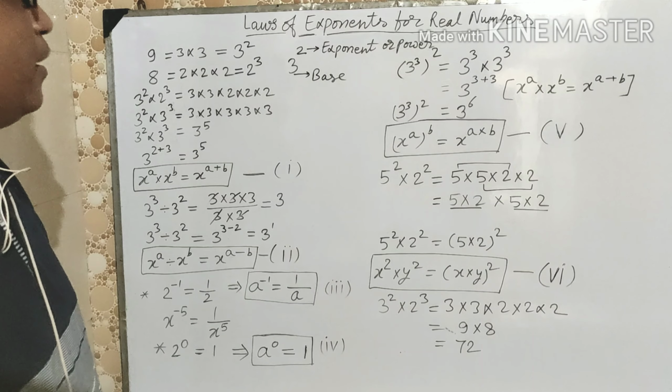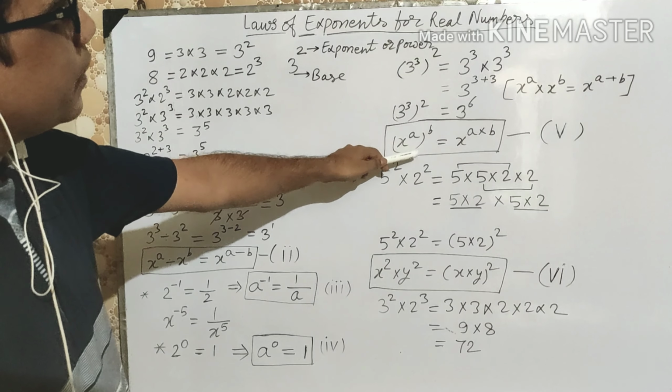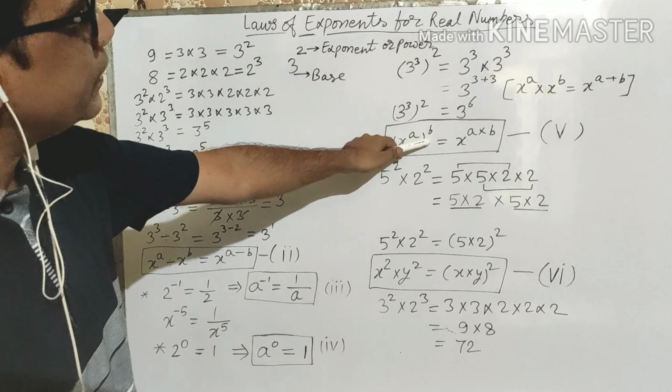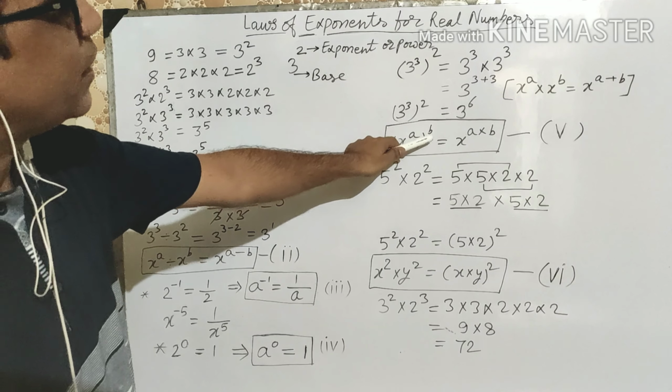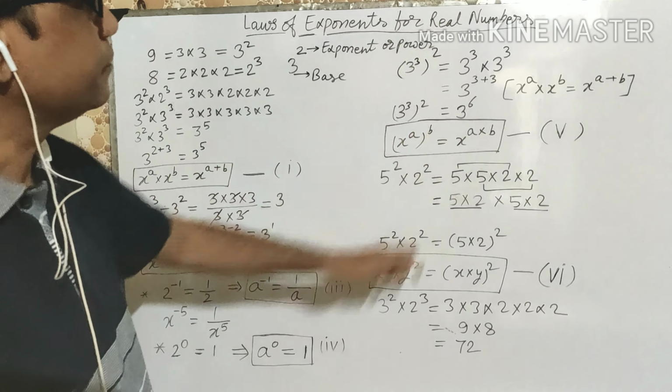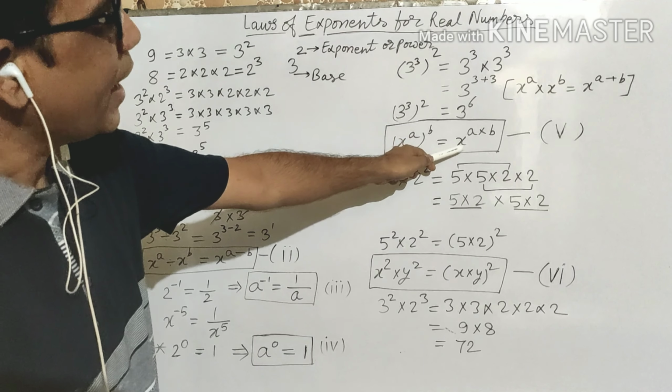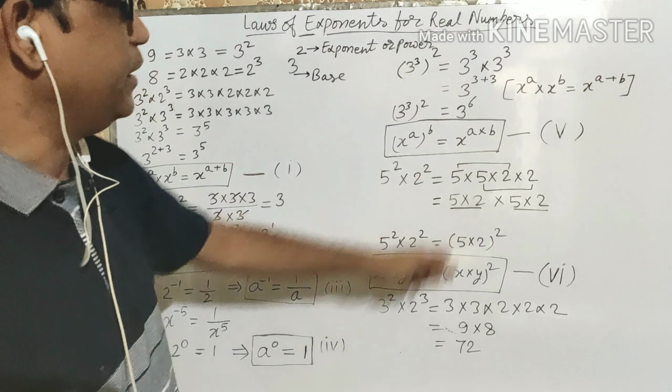So if any exponent has another exponent, we have to multiply them. So the formula is x to the power a to the power b is equal to x to the power a into b.